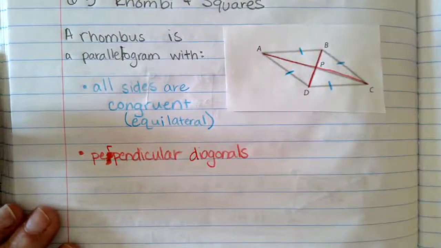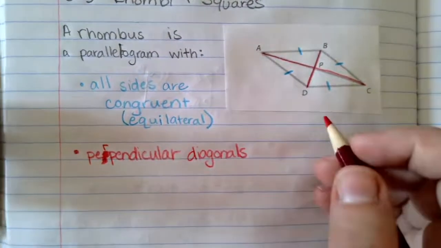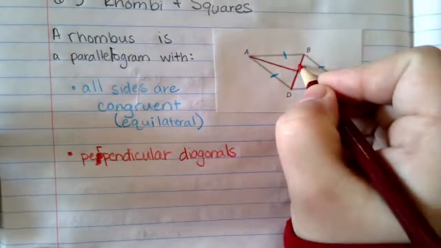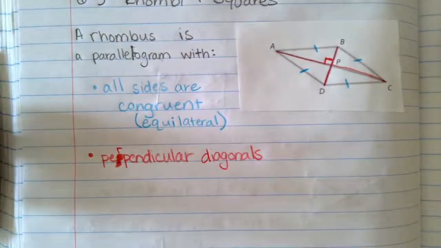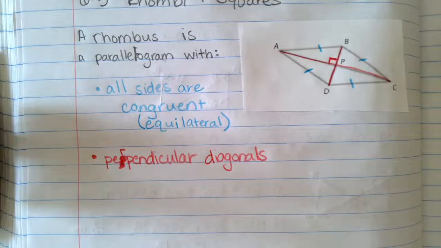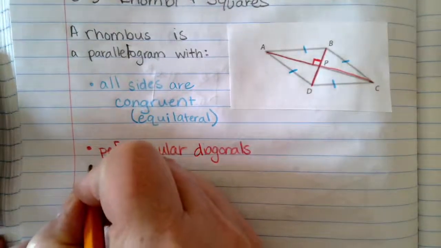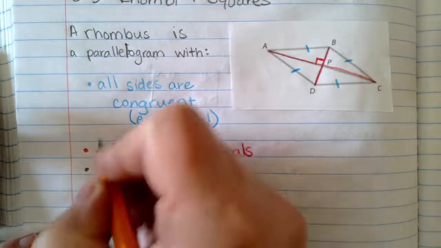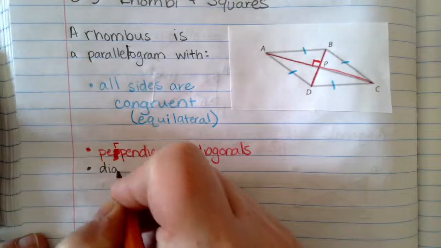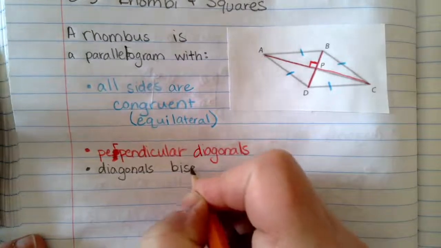And that's 90 degrees. So what marking can we use for 90 degrees? So where those two intersect at that point P, all those angles by point P are going to be 90 degrees. Okay, and the last thing that we know about rhombi, or a rhombus, is that the diagonals bisect the angles.